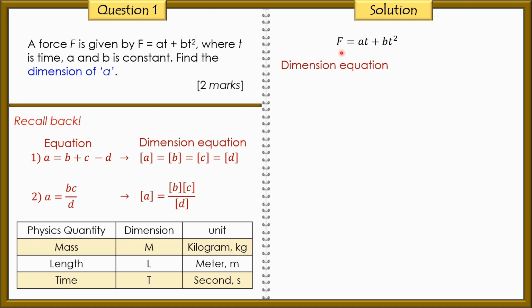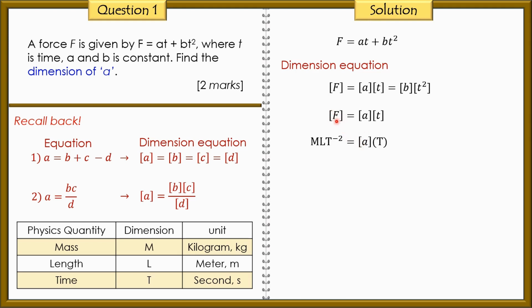Given the equation F is equal to AT plus BT square. How do you write down the dimension equation? Because this is an addition operation, we can write that the dimension for F is equal to dimension for A times dimension for T, equal to dimension for B times dimension for T square. Because we want to find the dimension of A, we can take part of the relationship, which is dimension F is equal to dimension A times dimension T.